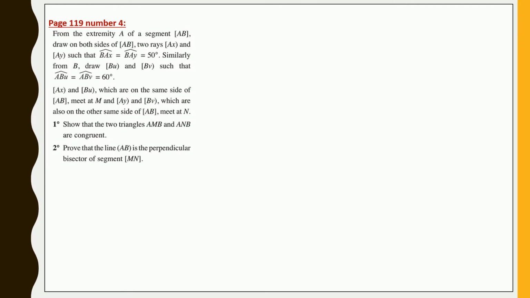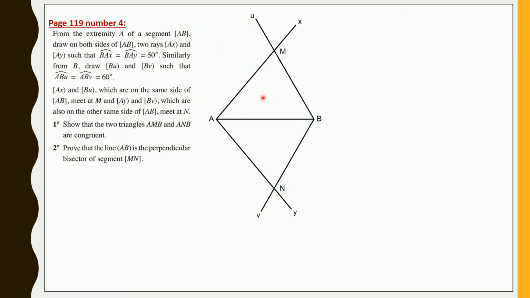Hello students, in this video we are going to correct exercise page 119 number 4. This is the figure that we should construct for this exercise. Let's see how we should do the construction. From the extremity A of a segment AB, so first we draw a segment AB. Since the length is not given, you can draw it as long as you want.